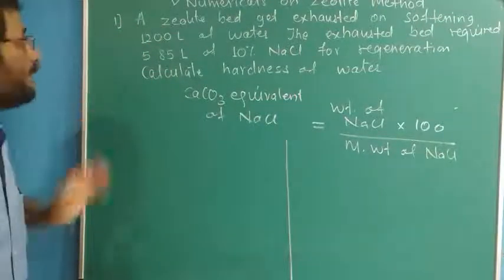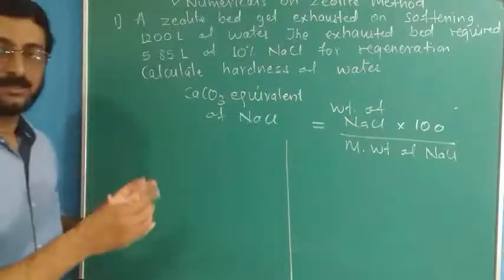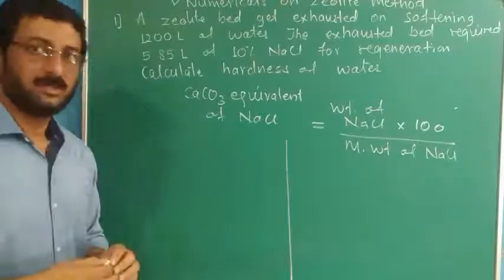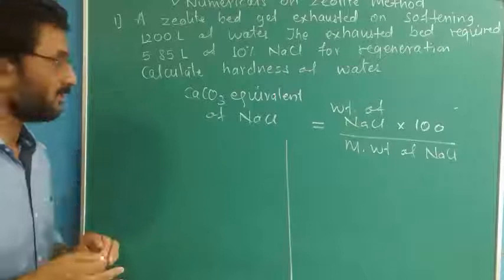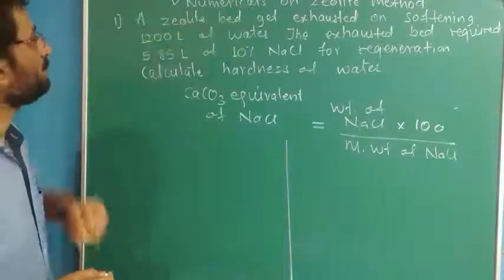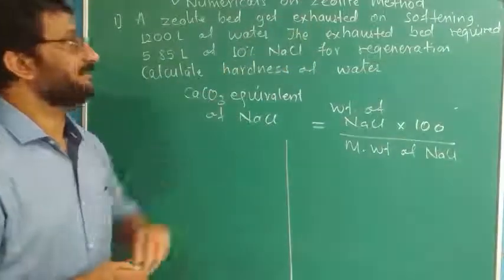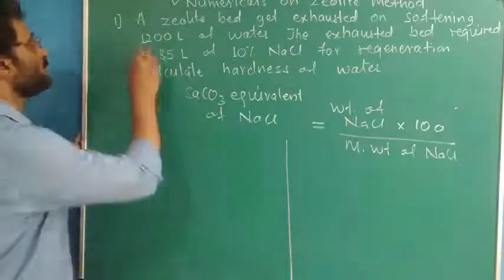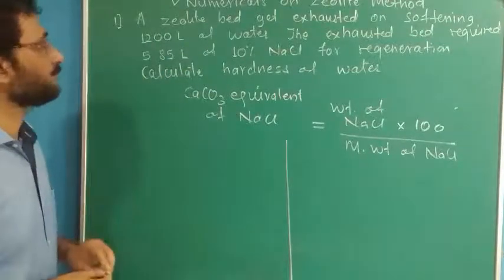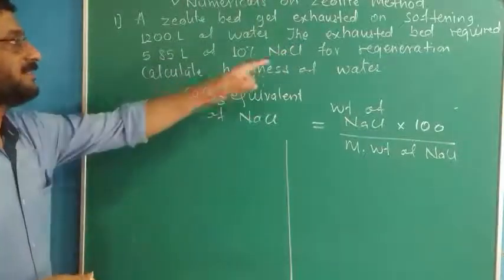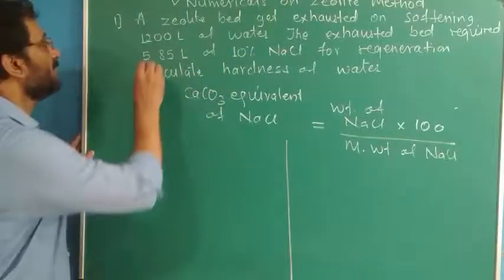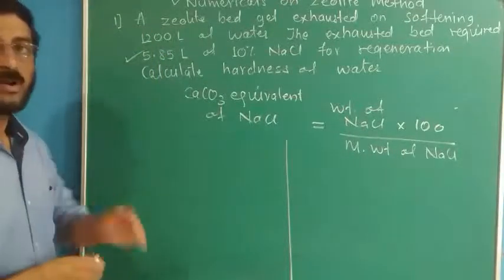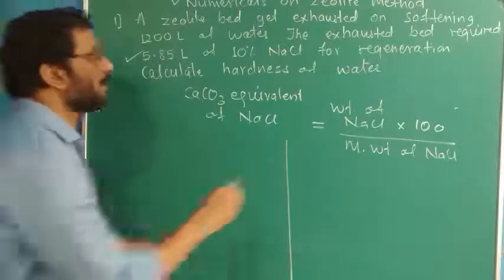Read it carefully. We know the process. We know how resin reactions occur and how regeneration reactions occur. That will help to solve the simple numerical. See that a zeolite bed gets exhausted or saturated on softening of 1200 liters of water. The exhausted, saturated bed requires 5.85 liters of 10% NaCl for regeneration.